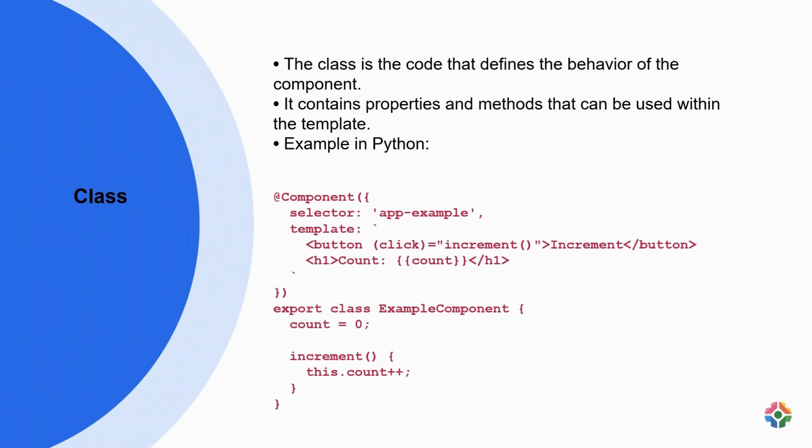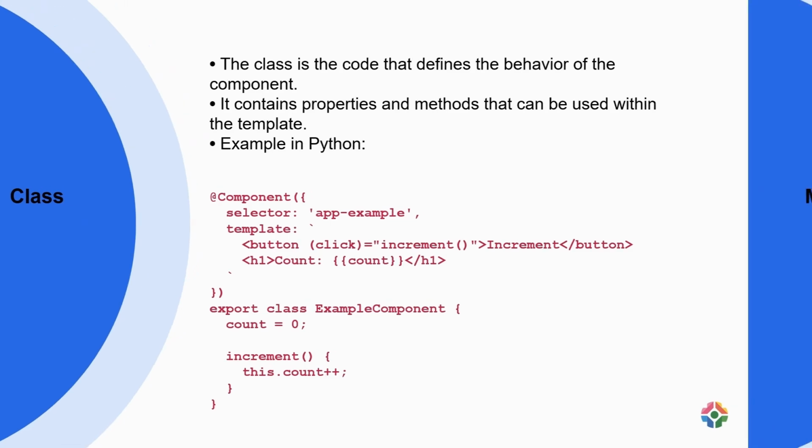A class in software development serves as the blueprint for creating objects with defined properties and methods to encapsulate behavior. In the context of components, a class specifies the behavior of the component within an application. For instance, in a Python code snippet, the example component class is defined with properties and methods. The count property stores a numerical value, and the increment method updates this count when called. The class encapsulates the logic for handling user interactions and data display within the specified template.